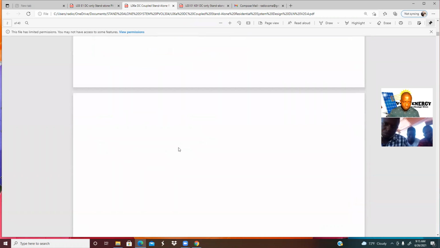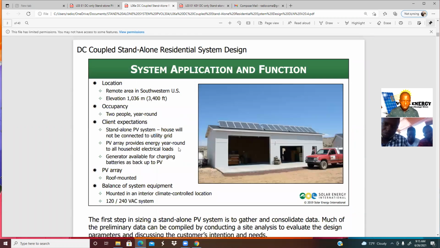Okay, I'm going to summarize. I'm not going to read too much. This is the system application function. So we design a system for this residential area. The location is a remote area, somewhere like Lofa County or Vonjama. Somewhere remote means out of the city, somewhere you don't have access to a lot of things you have in metropolitan or urban settings. So we have a remote area in Southwest USA.